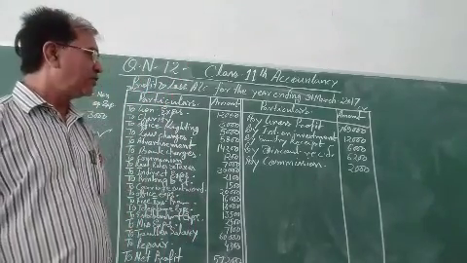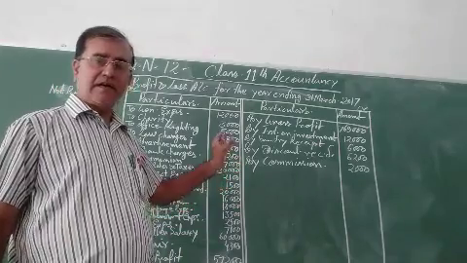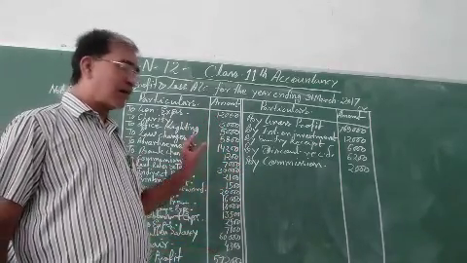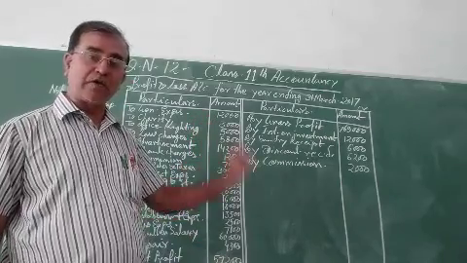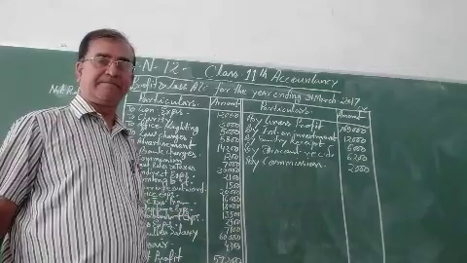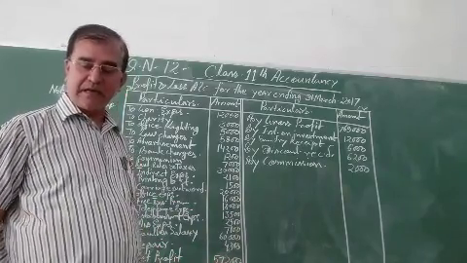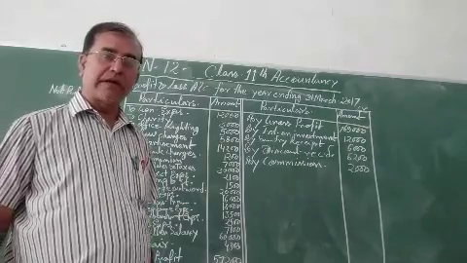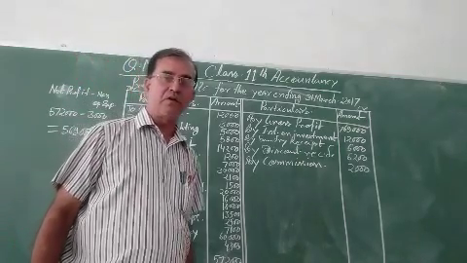This way you can ascertain the net loss or net profit occurred during the accounting period of a business entity. This is the method according to question number 12. You will be able to solve the questions.